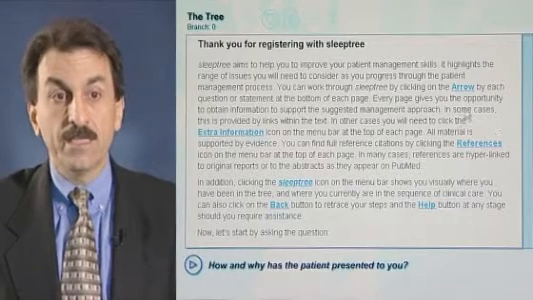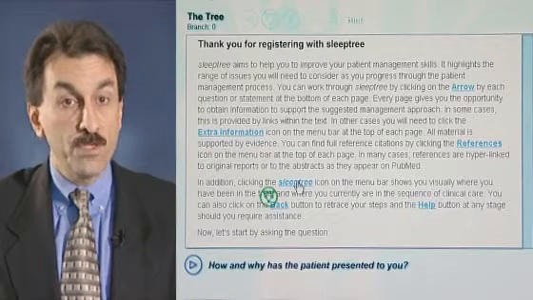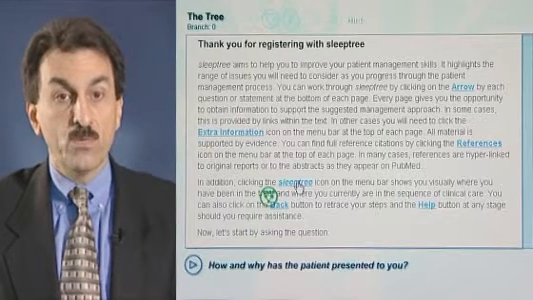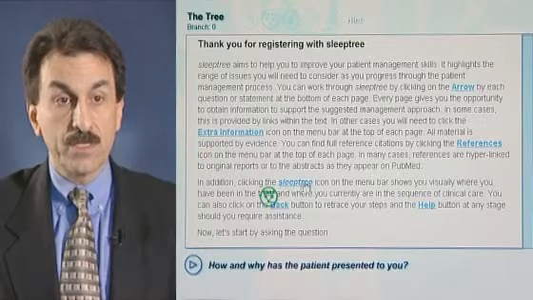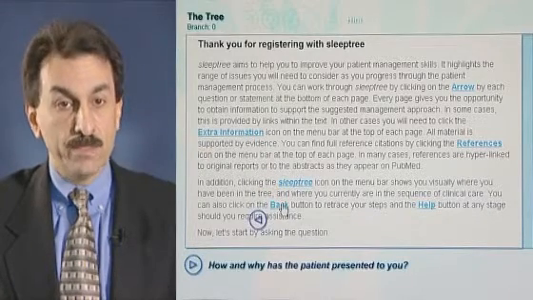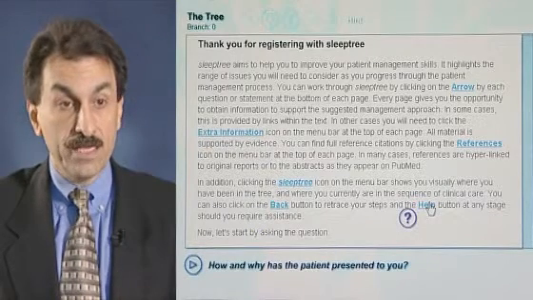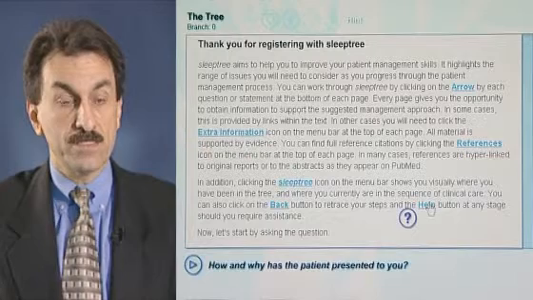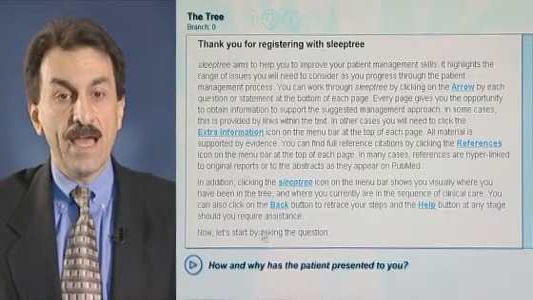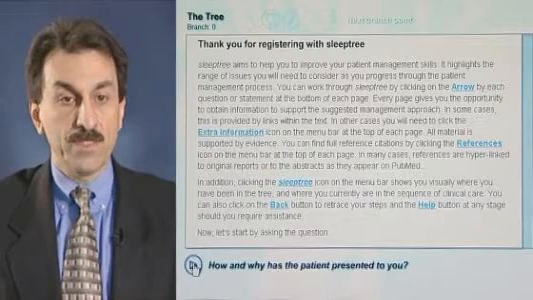In addition, clicking on the SLEEPTREE icon on the menu bar shows you visually where you've been in the tree and where you currently are in the sequence of clinical care. You can also click on the Back button to retrace your steps. You can also click on the Help button at any stage should you require assistance. Now, let's start by asking the question, how and why has the patient with insomnia presented to you?